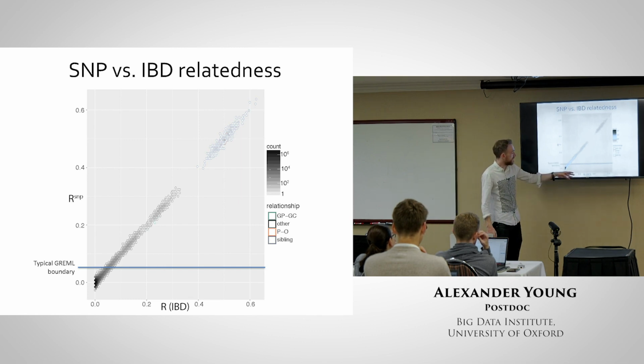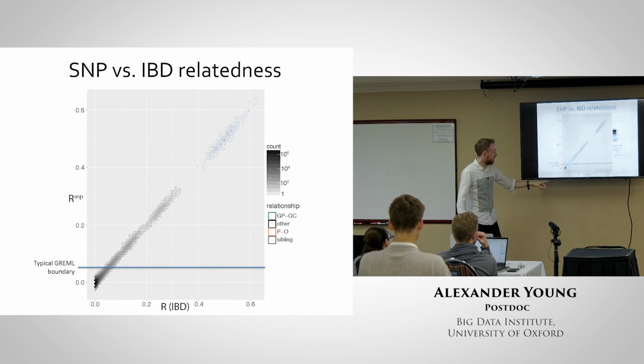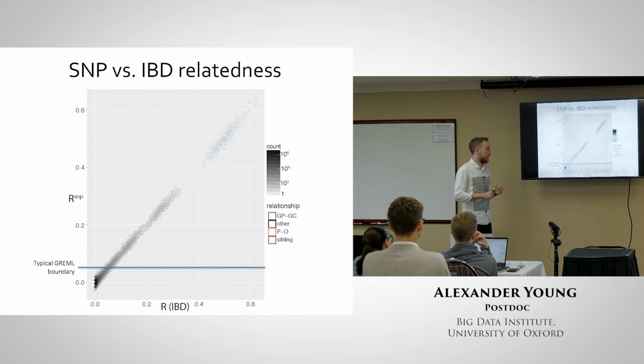So this is the relationship, and you actually see that for closely related individuals, where the IBD relatedness is high, the IBD relatedness and SNP relatedness are highly correlated. But if you go down to people that don't show any IBD segments, which is like most people in a population, then there's still a lot of variation in SNP relatedness. And this is actually why the Grammel SNP-based approach has a lot more power than the IBD-based approach.